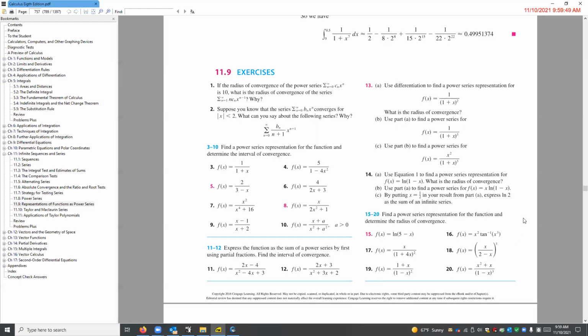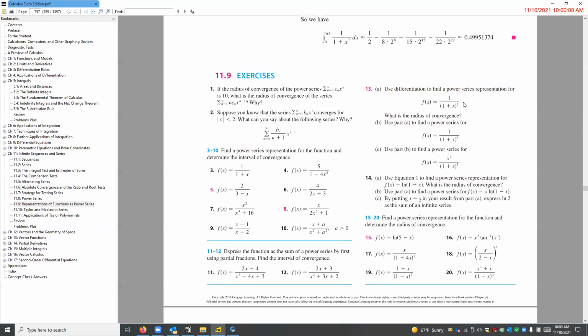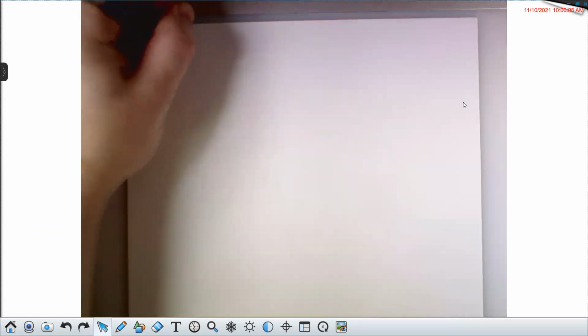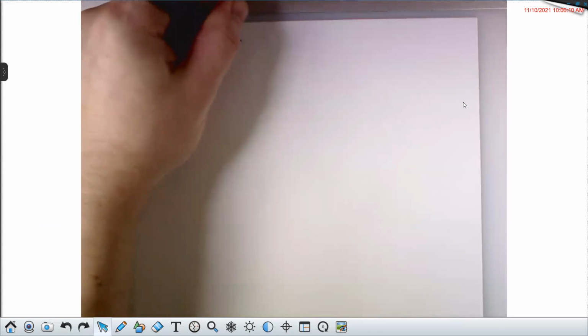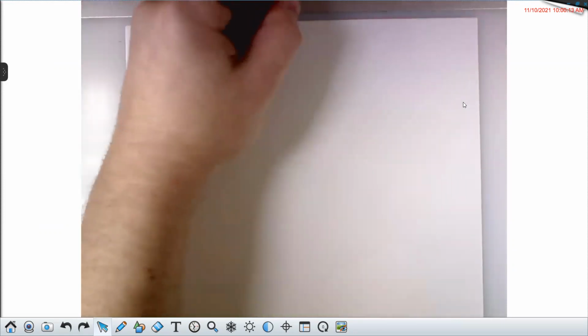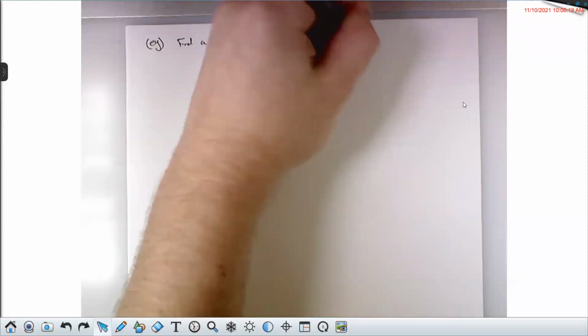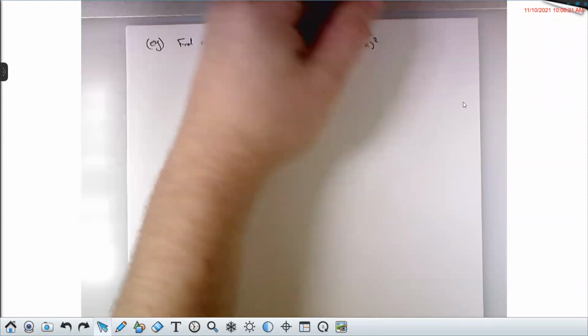We did some of this before. I think I'd like to start with number 13 here, where we're differentiating power series. The problem says, use differentiation to find a power series for 1 over 1 plus x all squared. The way I would phrase this on a test is just find a power series for f of x equals 1 over parentheses 1 plus x all squared.